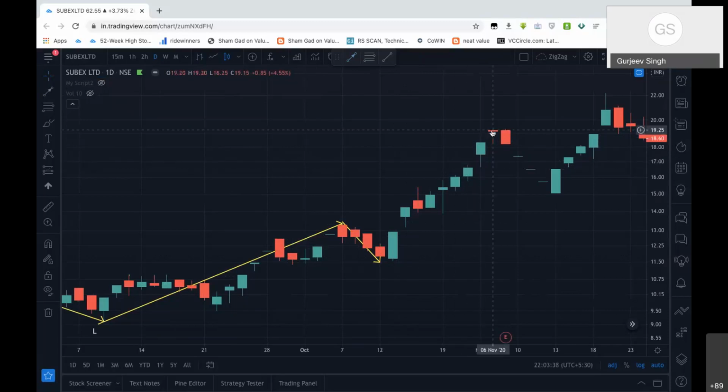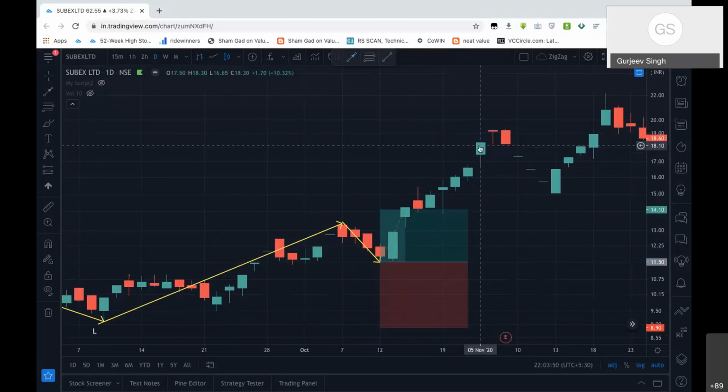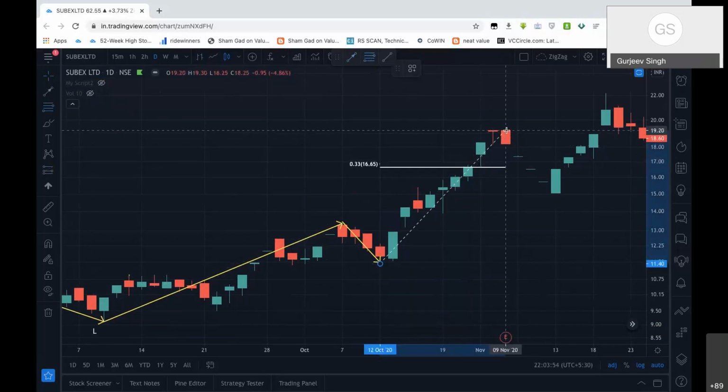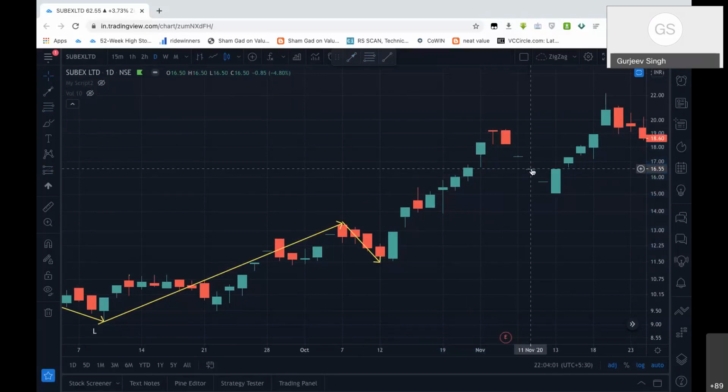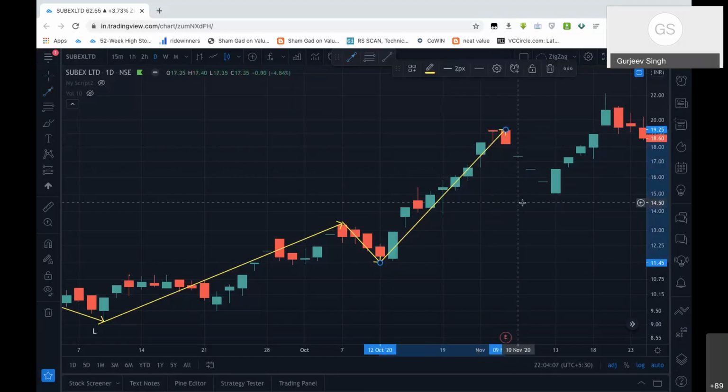1, 2, 3, 4, and 5. Let's check if this is a 33% fall from this low till this high. Is this a 33% move? Clear? Yes, it is a 33% move. So my trend from here goes here. Let's move ahead.